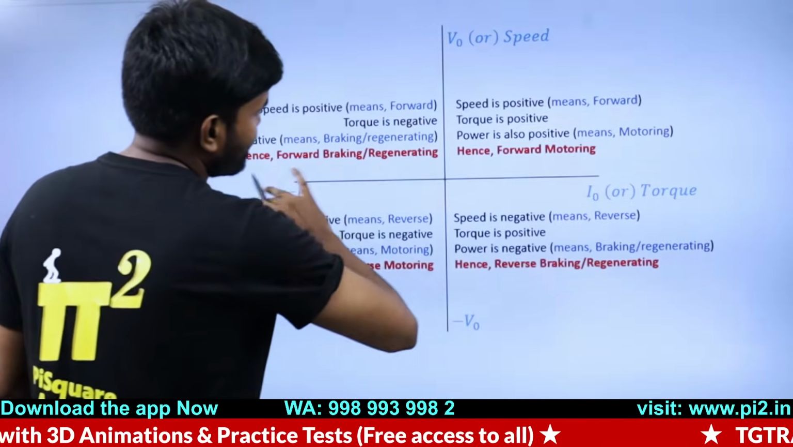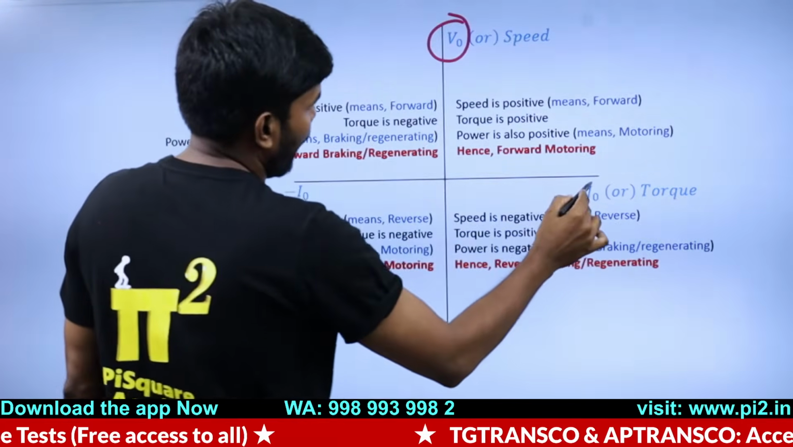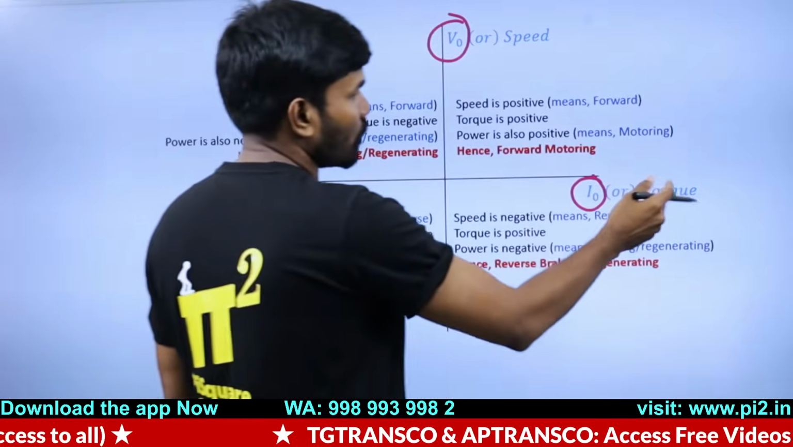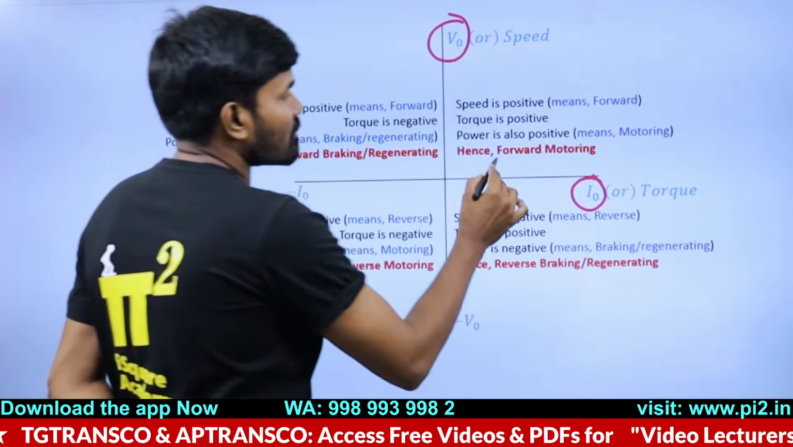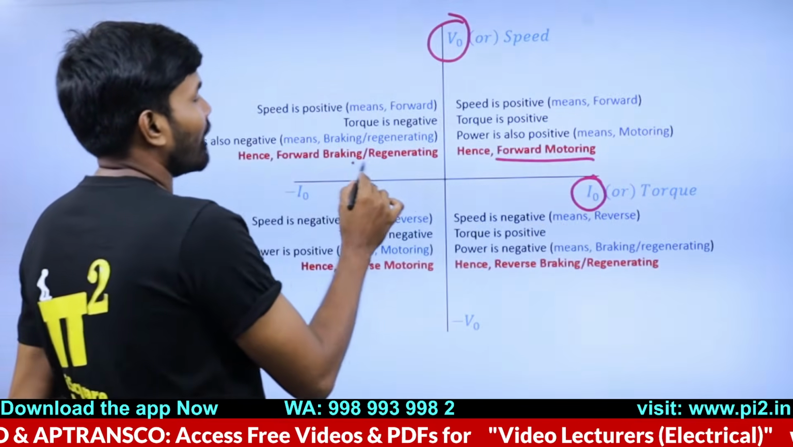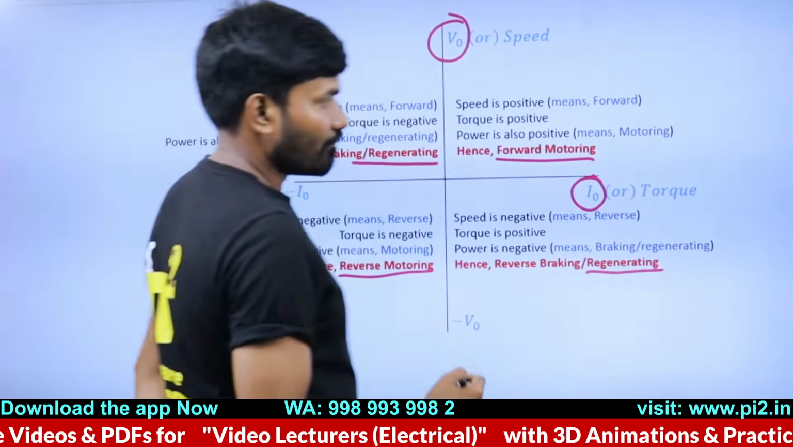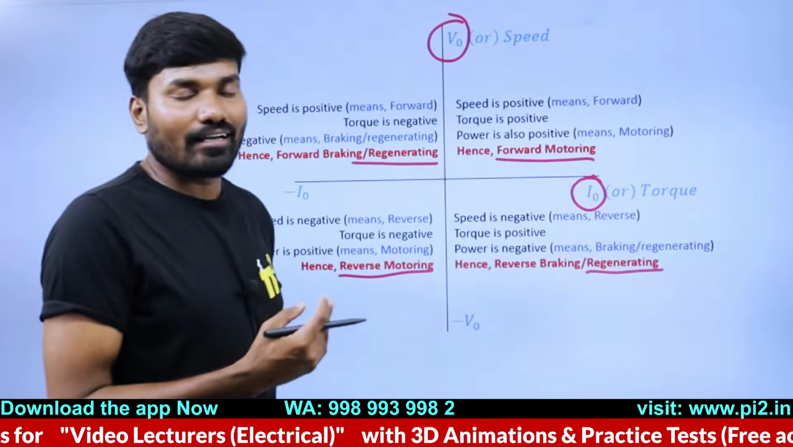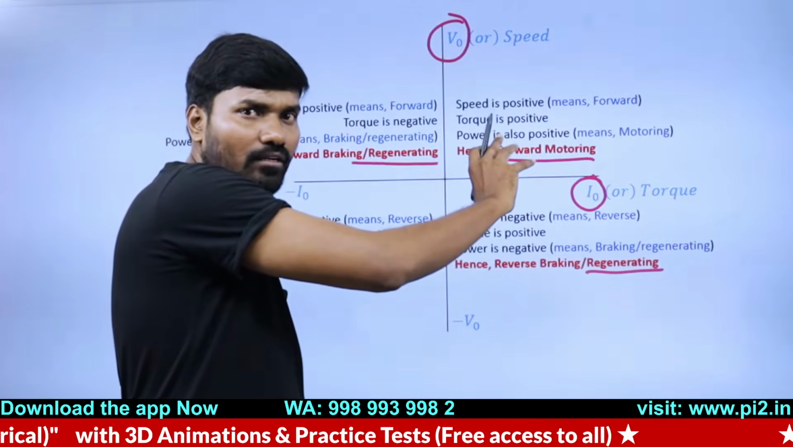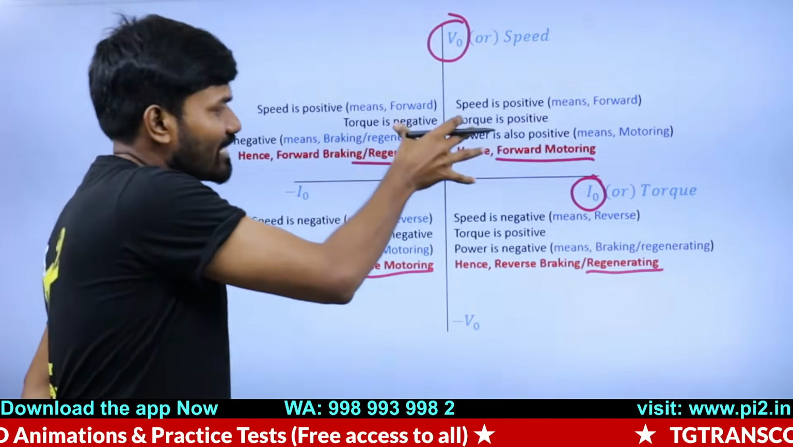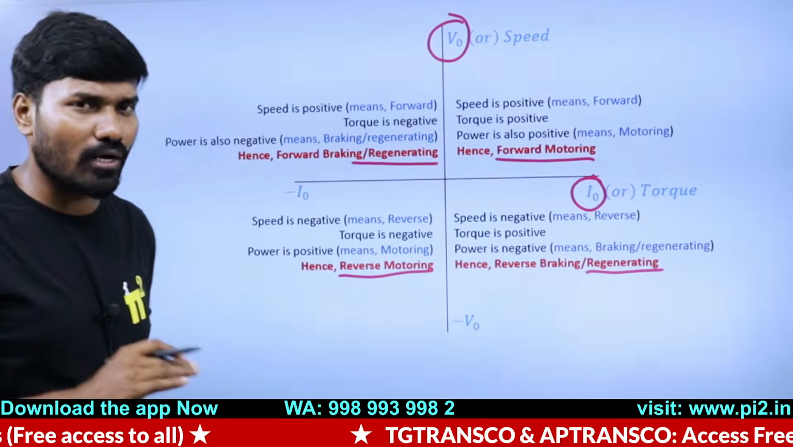Here, this diagram will help you to a great extent. V0, I0. I0 is proportional to torque because we're talking about a DC motor, and V0 is proportional to speed. This is forward motoring, this is regenerating, this is reverse motoring, this is also regenerating. So forward motoring and regenerating, these two combined can give you motoring and regeneration. These two can also give it. Any 2 quadrants can give it.